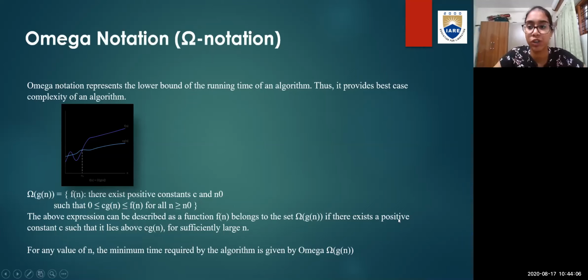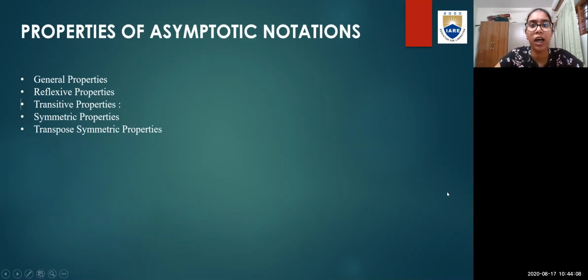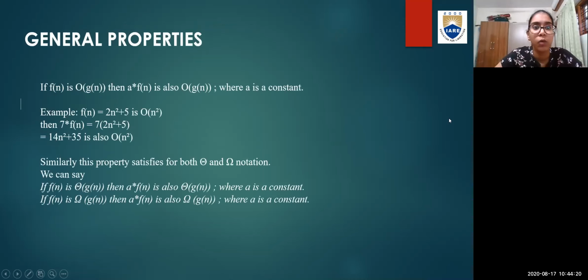And there are properties of asymptotic notations, like general properties, reflexive properties, transitive properties, symmetric properties, and transpose symmetric properties. Now, when I speak about the general properties, it is very simple. If f of n is big O of g of n, then if you multiply your f of n with any constant, that is also big O of g of n. So multiplying your f of n with some constant, like a into f of n, will do no harm to your big O of g of n.